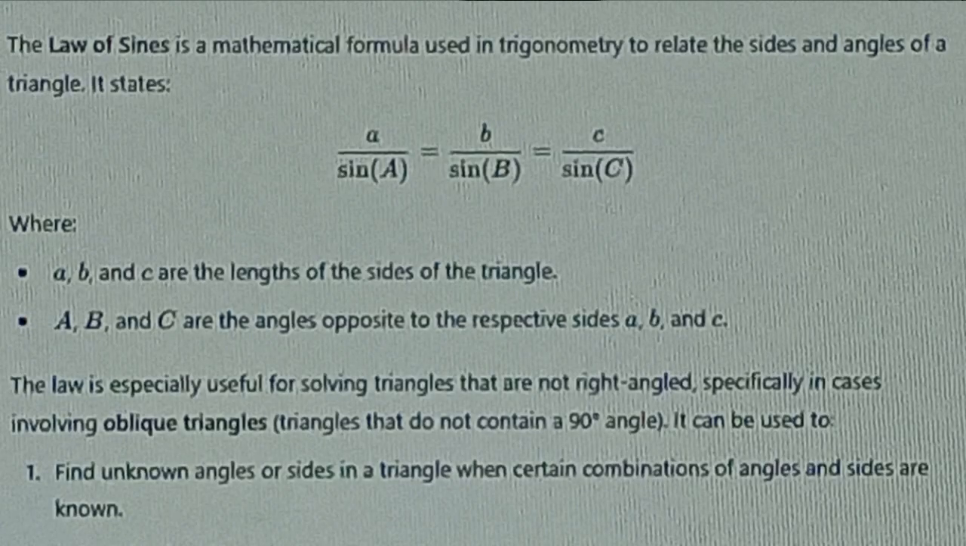This lesson is about the law of sines, also known as the sine rule. The law of sines is a mathematical formula used in trigonometry to relate the sides and angles of a triangle. It states a over sine A equals b over sine B equals c over sine C, where a, b, and c are the lengths of the sides of the triangle, while angle A, angle B, and angle C are the angles opposite to the respective sides a, b, and c.